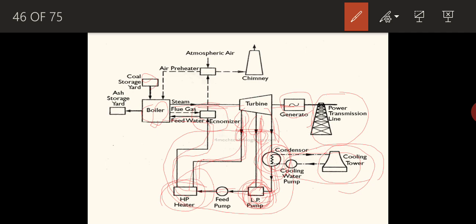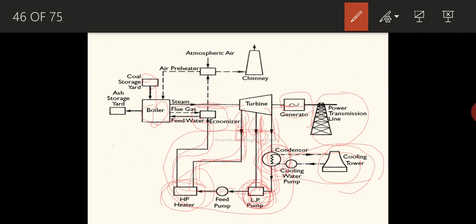Now coming to the ash circuit, coal circuit, you can see the coal storage yard will be here. From there, coal will be supplied to the boiler. Inside the boiler, the burning process will be taking place. That means the coal is burned in presence of the air. So the final, after providing the heat, the combustion products or flue gas, that is mixture of air plus ashes, will be passing through the flue gas side.